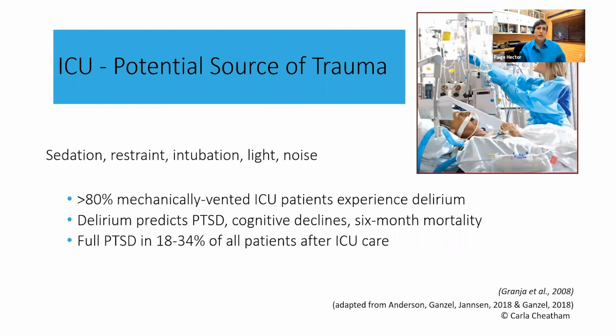The ICU is a unique setting, a definite potential source of trauma. Obviously, in the ICU, most patients will undergo things like sedation, sometimes restraints, depending on the situation. There's a good likelihood of being intubated, a lot of light, a lot of noise and kind of chaos, and it's very isolating. What we know from the research is that over 80% of mechanically ventilated ICU patients will experience delirium. Delirium is a clear predictor of post-traumatic stress disorder. Between 18 and 34% of individuals after receiving ICU care are actually diagnosed with full-on post-traumatic stress disorder, or PTSD.